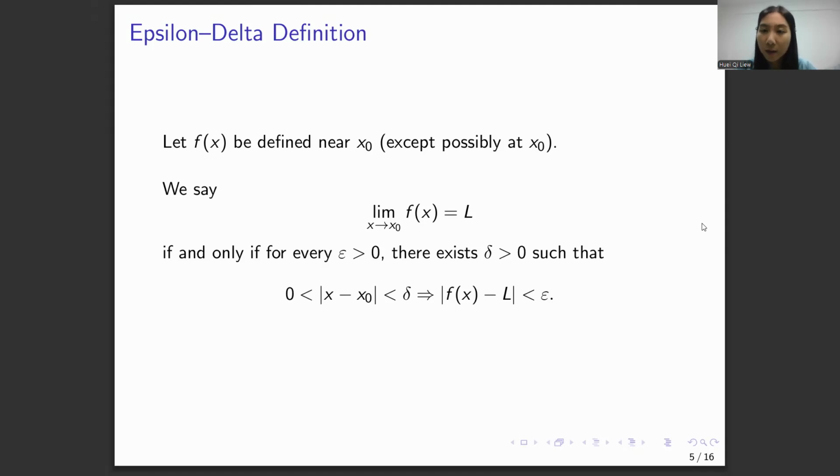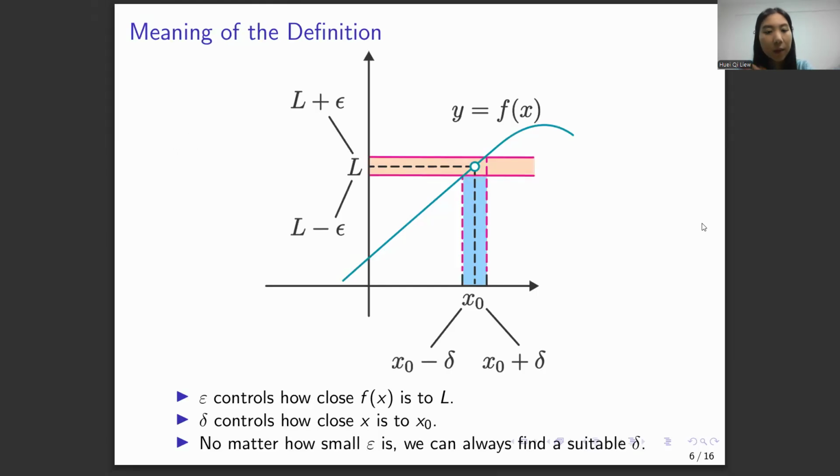According to the epsilon delta definition, we say that the limit of f(x) as x approaches x0 is L, if and only if, for every positive number epsilon, there exists a positive number delta, such that whenever x is close enough to x0, the value of f(x) is close enough to L. And then I will explain what this definition actually means in simple words.